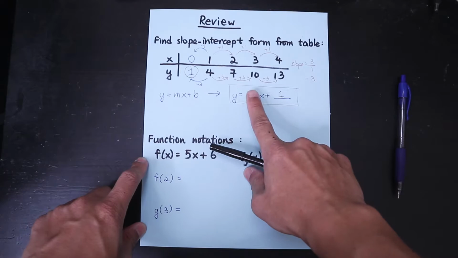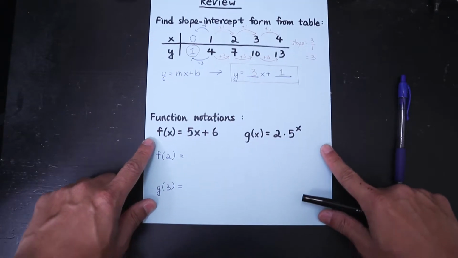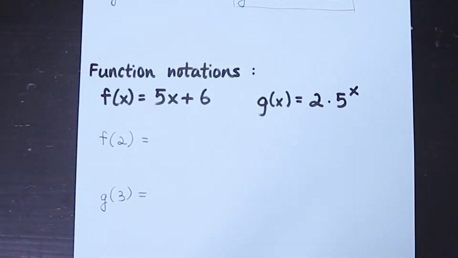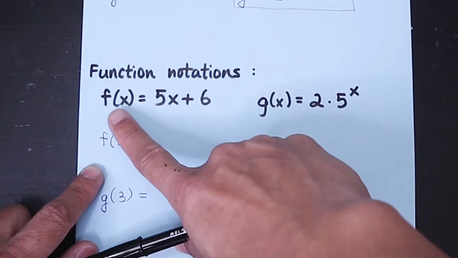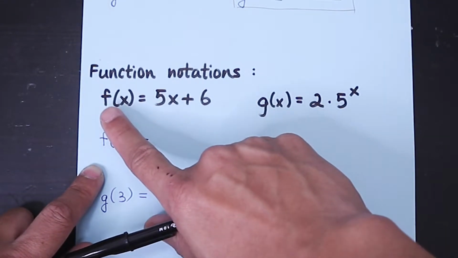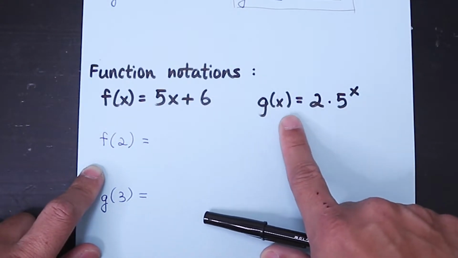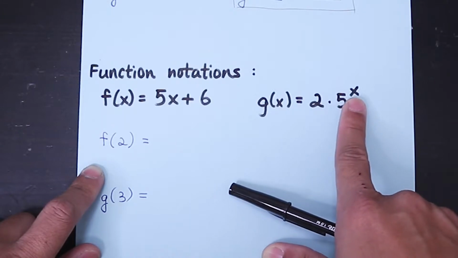Once you've found an equation, let's move on to the next section. If I were to give you a couple equations, how would you find the output of these equations when I give you the input? So let's find out. Here we have two equations. The first one is f of x is equal to 5x plus 6. The second equation is g of x is equal to 2 times 5 to the power of x.